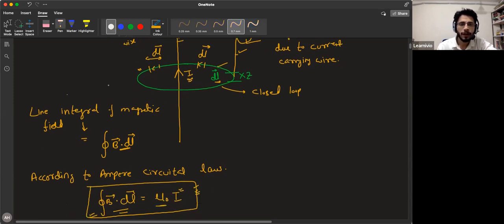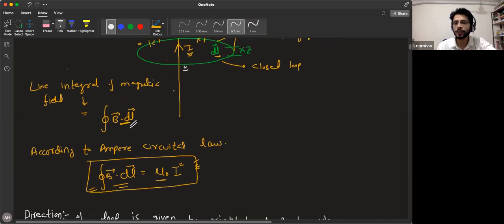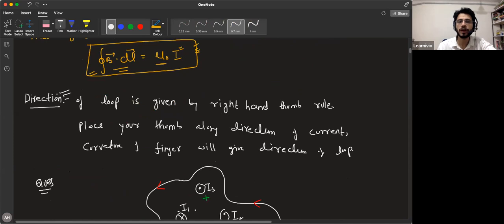Hishma, here is this dl that I am taking. What is dl here? What do you understand by this dl? It is a small element of length. Here, is dl a vector or a scalar? Vector. That means we are providing some direction to the length, which means we are providing a direction to the loop.